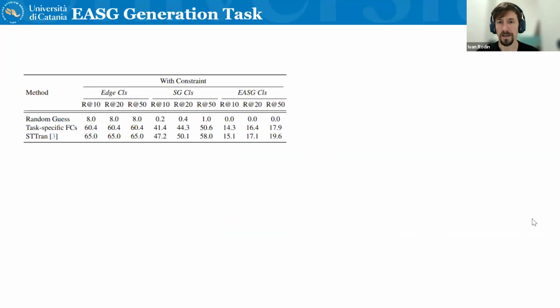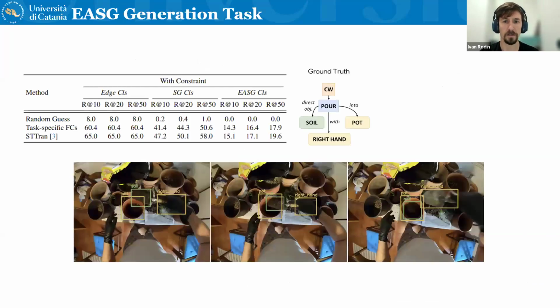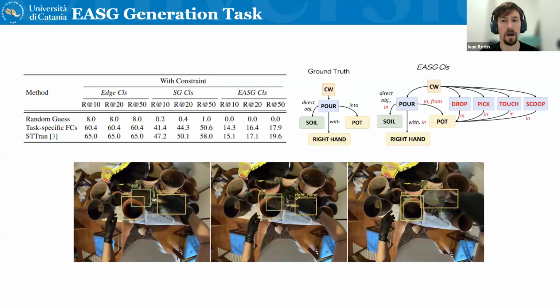Besides providing the dataset and the annotation pipeline, which we also share publicly, we introduce the EISG generation task. First we introduce several baselines. We introduce a random guess, task-specific fully connected layers, and we also adapt a baseline from the third-person vision scene graph generation literature, which is named STTran. We report this and encourage everyone to participate and to introduce their own models for scene graph generation.